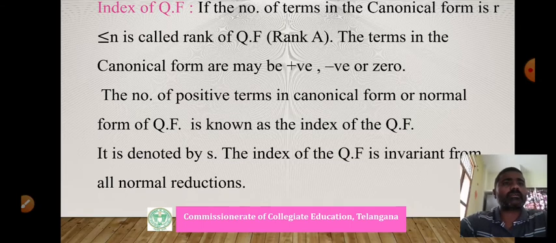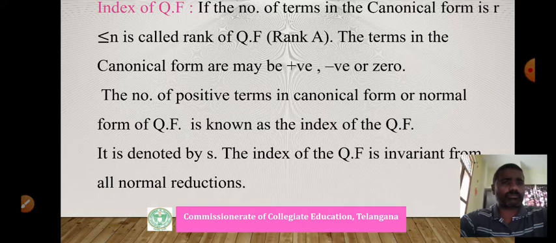If the quadratic form contains n terms, and the matrix related to the quadratic form is A, then the terms in the canonical form are less than or equal to n. That is equal to rank of A, and rank of A is less than or equal to n. The terms may be positive or negative. They may also be 0, but here we are considering only non-zero terms.